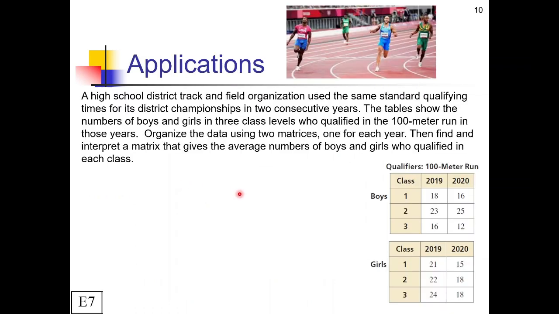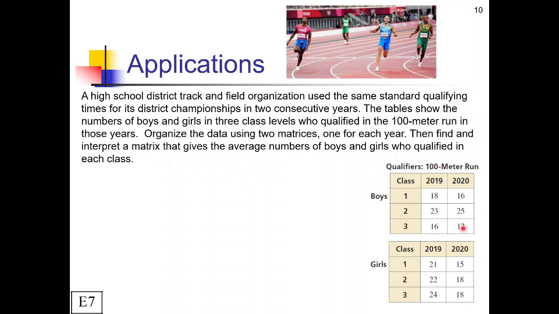For our last problem, we've got a little real-world application here. A high school district track and field organization used the same standard qualifying times for its district championships in 2 consecutive years. And then the tables down here show the number of boys and girls in 3 class levels who qualified in the 100-meter run in those years. They want us to organize this data into 2 matrices, one for each year, and then find and interpret a matrix giving the average number of boys and girls who qualified in each class.